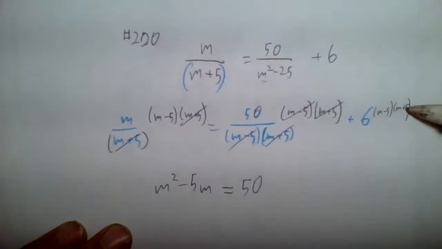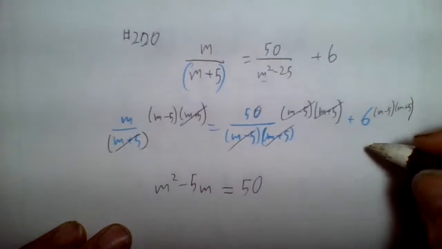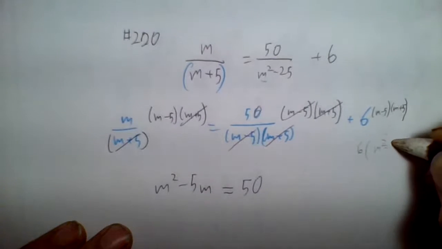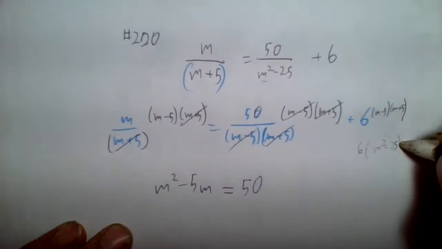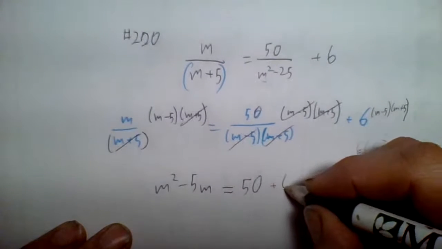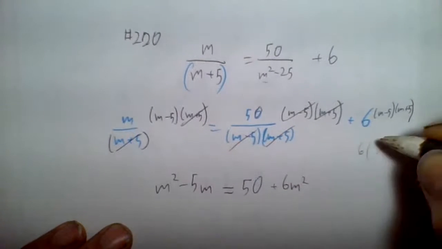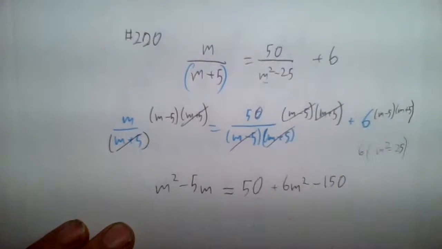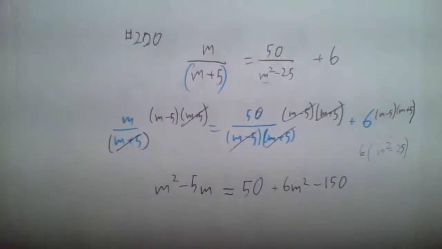And this, oh, this did get long right here. This is 6 times m minus 5 times m plus 5. And if you put those back to the non-factored, expanded form, that's 6 times m squared minus 25. So I got 6m squared minus 150. That's where the actual multiplying got done with what didn't cancel.